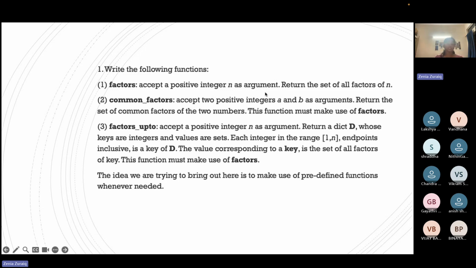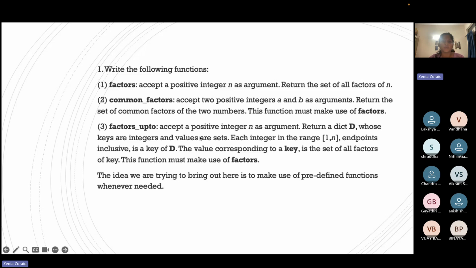Suppose I give factors_upto 4. Then it should give me 1 as a key, and the value will be the factors of 1, then 2 and the factors of 2, then 3 and the factors of 3, then 4 and the factors of 4. So 1 will be 1, of course, 2 will be 1 and 2, 3 will be 1 and 3, 4 will be 1, 2, and 4. So it should return a dictionary in this configuration. The keys are the numbers and the values are the factors of each number.